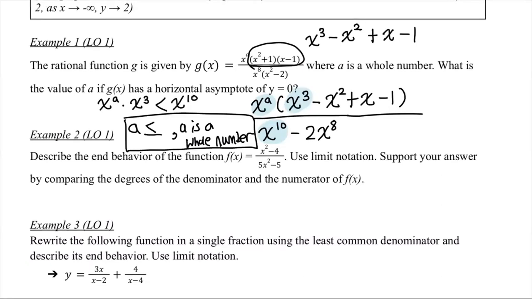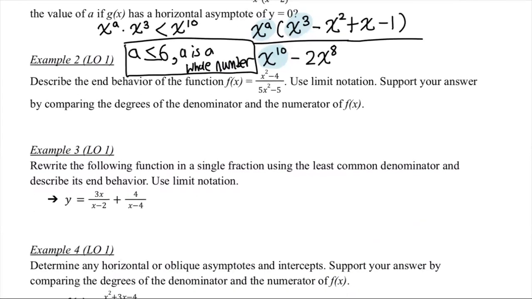A should be less than 6. Yeah, because if you were to set a as 6, x to the power of 6 times x to the power of 3 would be x to the power of 9, which is less than x to the power of 10. So that is a correct answer. So your answer for this question should be, sorry, a is less than or equal to 6, and a is a whole number. That is an absolutely correct answer.